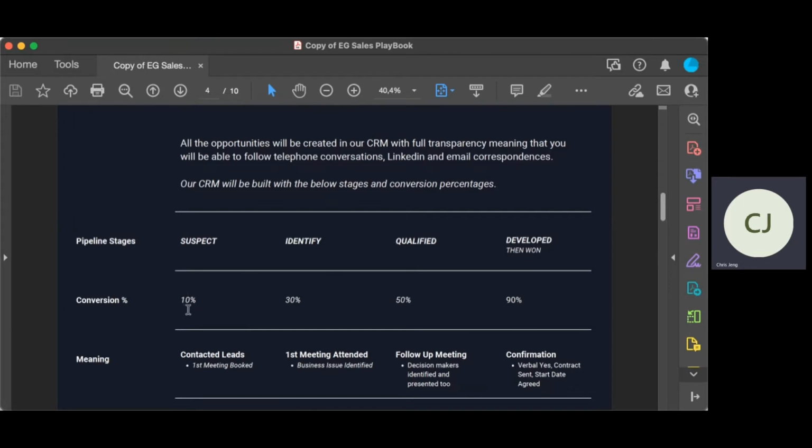So going from 10% in suspect, 30% going from identified to qualified, etc. And then you would have these connotations. If a deal is in suspect, then we've contacted the lead for a first meeting. Once you go to identified, we've understood the business issues that have been identified, etc. Now, obviously, for every technology that we work with, we have to adapt the sales process and the way of selling. So this is an overview of how we tend to do it from a standard perspective. However, we will go in and make the necessary adaptations.